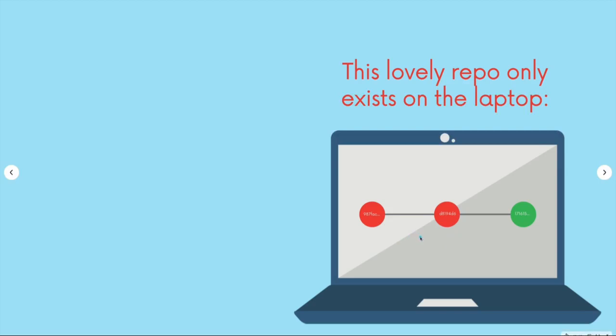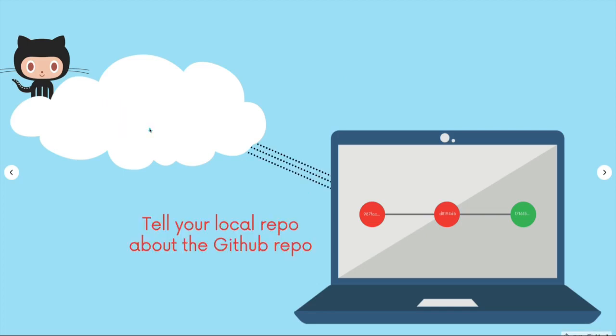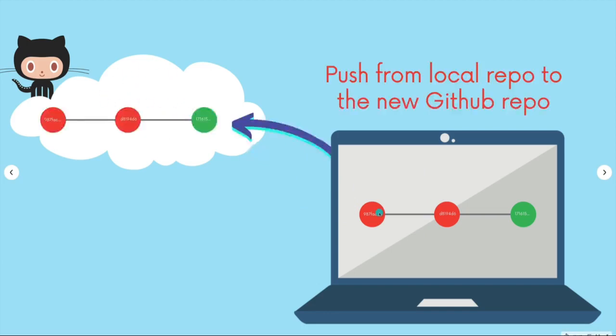I'm doing that Great Gatsby novel fake repo. I created an empty GitHub repo, and then I set my remote called origin so that it points at this empty GitHub repo. So the final step is to push up.